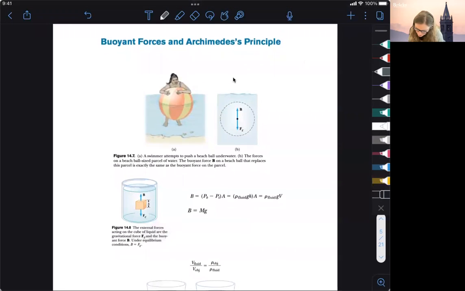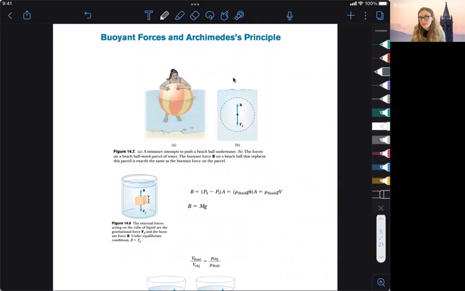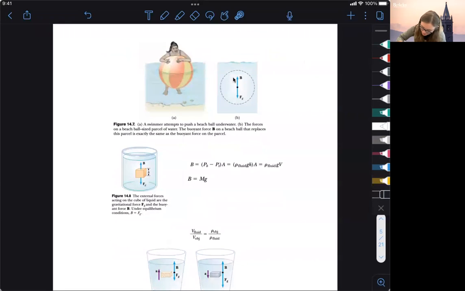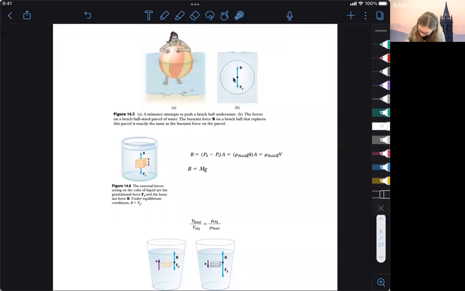Okay. We also deal with buoyant forces in this section. Buoyant forces are essentially based off of whatever liquid is displaced. Just to clarify, say I have a person with this beach ball, and they're putting their weight on this beach ball to try to push it underneath the water. This is just an example of what that model would look like.